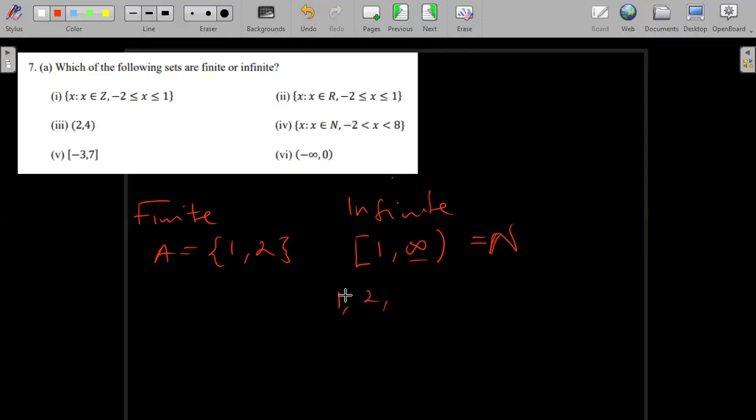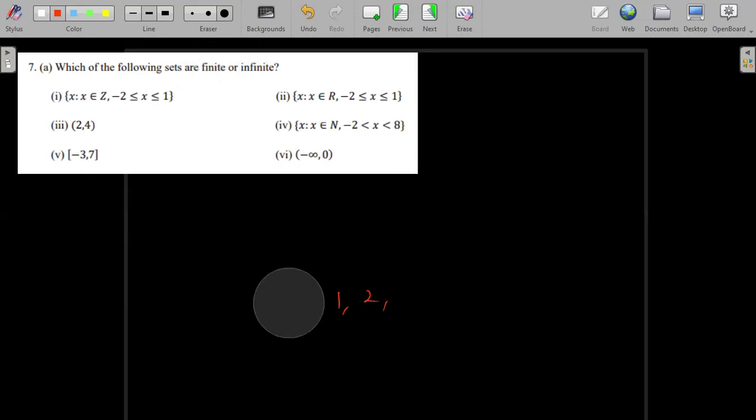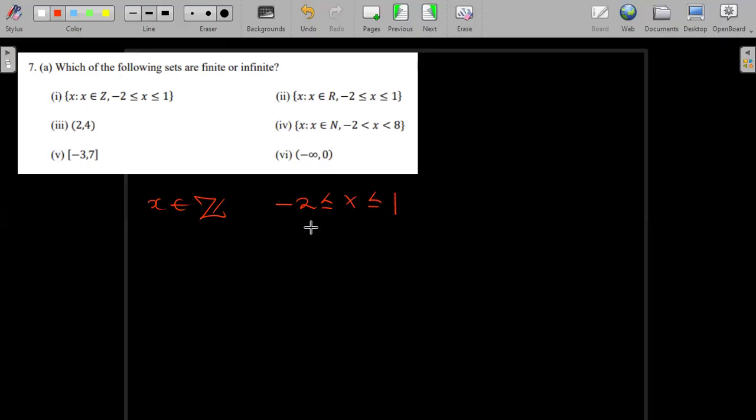So now we need to identify which ones are infinite. Okay, how do we do that? Let's start with the first one. It says the set of x such that x is an integer. If x is an integer, meaning we can count the values there. They're telling me from -2, and they've used less than or equal to, meaning -2 is part of that set, and I have x less than or equal to 1. So I can even list down the elements that are there.